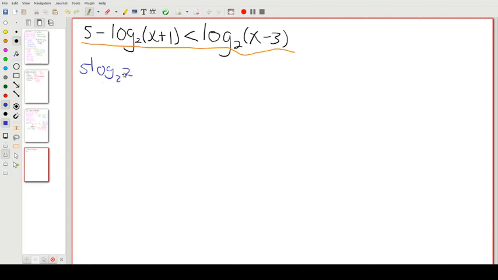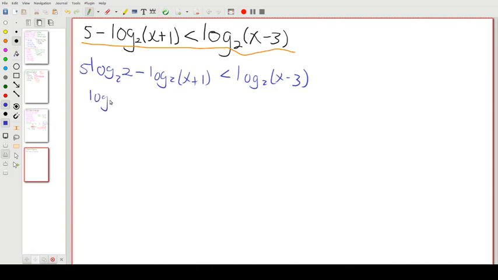And that gives us 1. And then we can put whatever this number is just in front of that. Right, let's continue. So log base 2 of x plus 1 less than log base 2 of x minus 3. Right, now we can use our laws of logs to simplify this. So first we can take the 5 to become an exponent there.